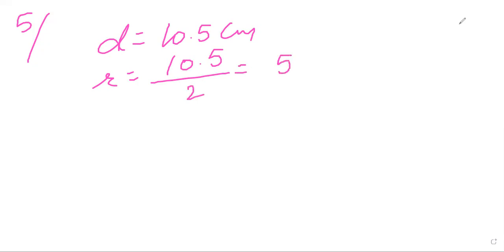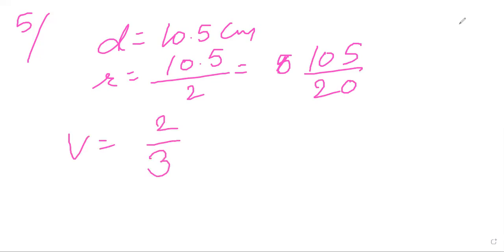You can take it as 10.5 divided by 2. You can write it down in decimal also, or you can write it down like this. So after finding out the radius, you can find out the volume of the hemispherical ball, that is 2 upon 3 pi r cube. After finding out the volume, you have to change it into liters.